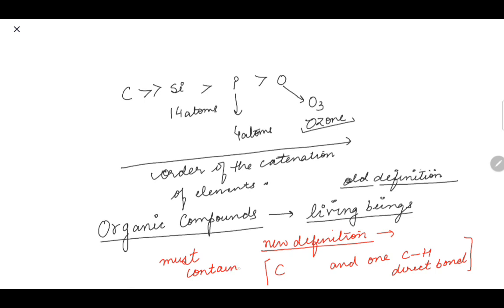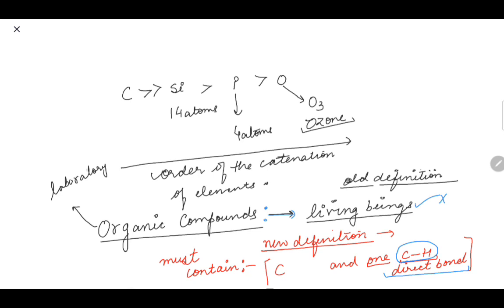Every organic compound must contain carbon, and it must also contain one carbon to hydrogen direct bond. So, for example, if the compound consists of carbon, but it does not contain the CH direct bond, then you will not classify it as an organic compound. I hope you're understanding. The old definition was discarded because nowadays we can also prepare organic compounds in the laboratory.